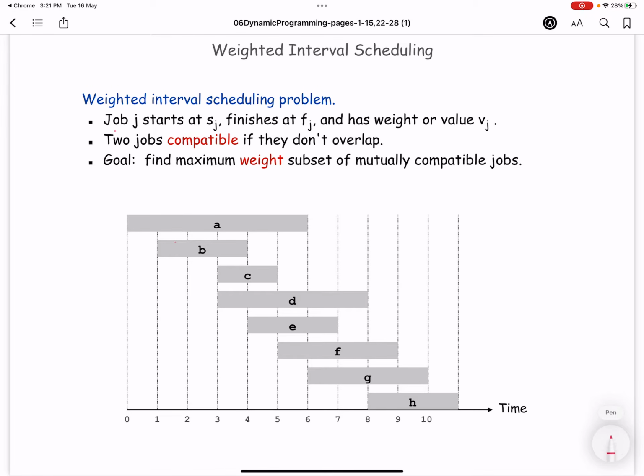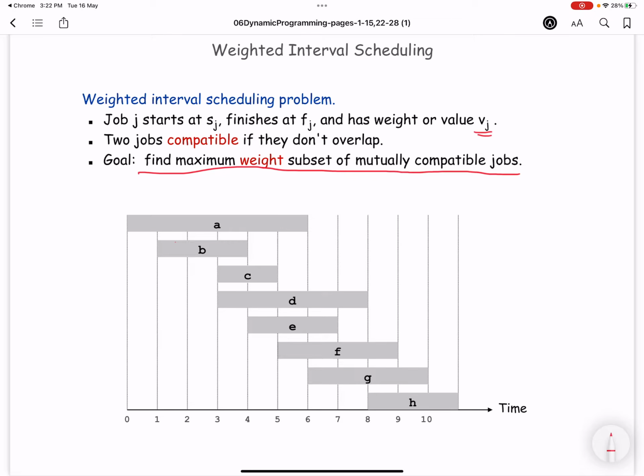So I have some intervals with a starting time and finishing time, and every interval has a value. I want to maximize the total value of the selected intervals. Two jobs are compatible if they don't overlap. My goal is to find the maximum weight subset of mutually compatible jobs.